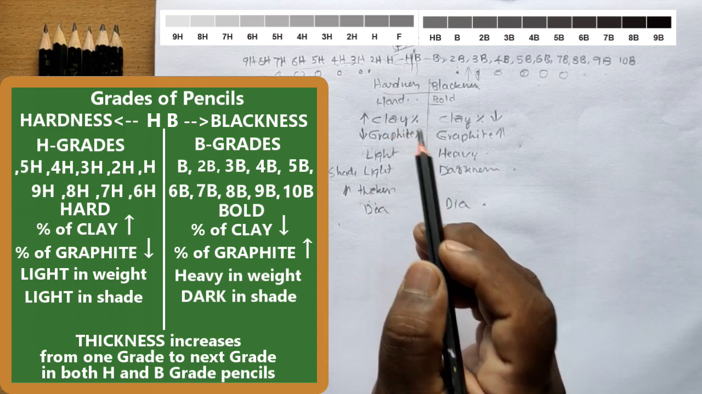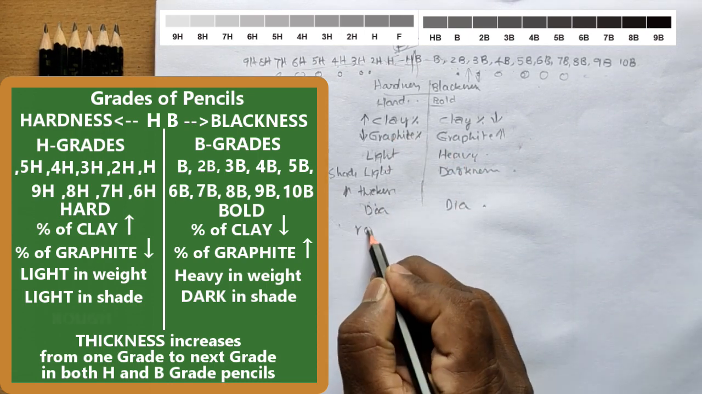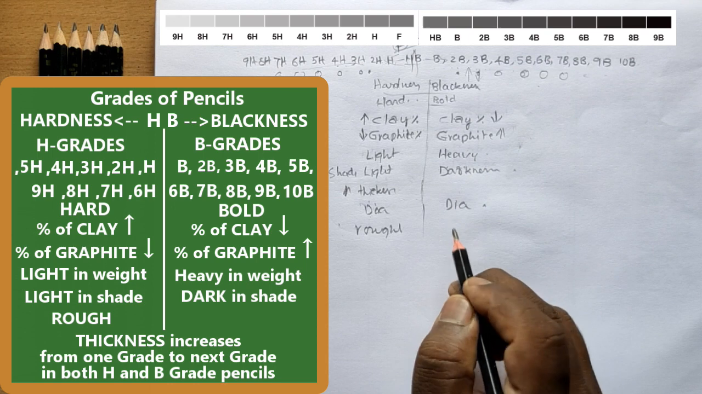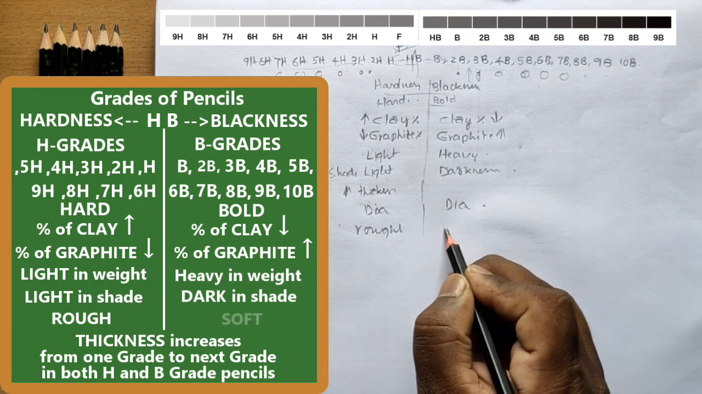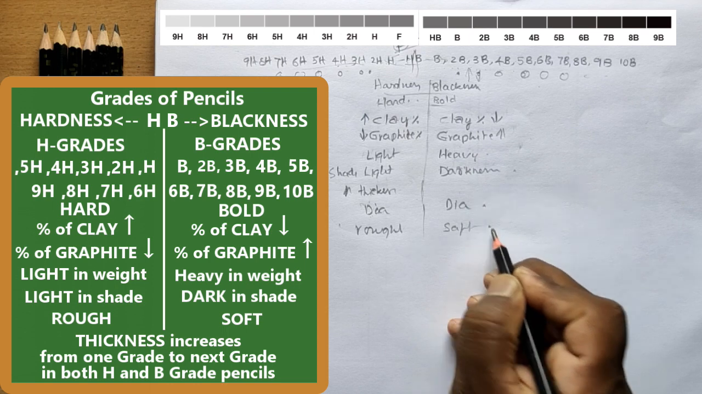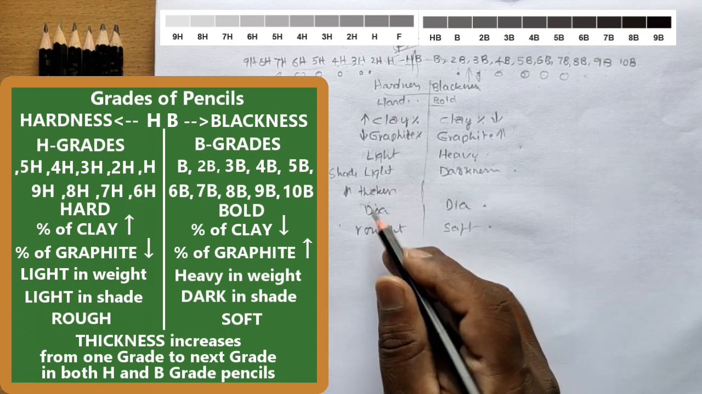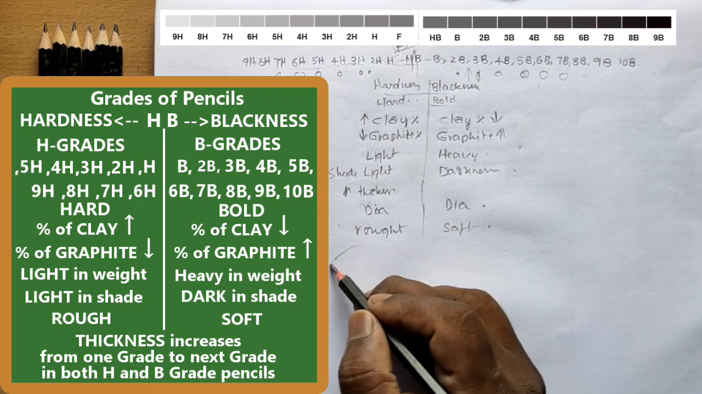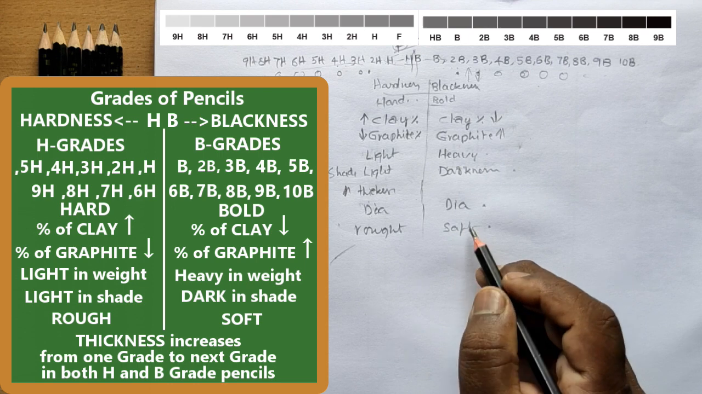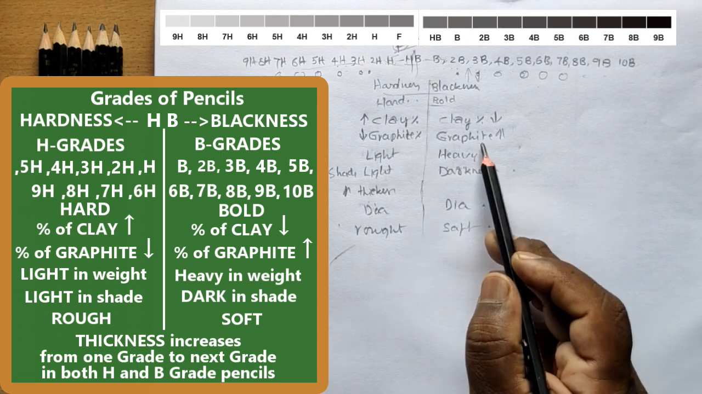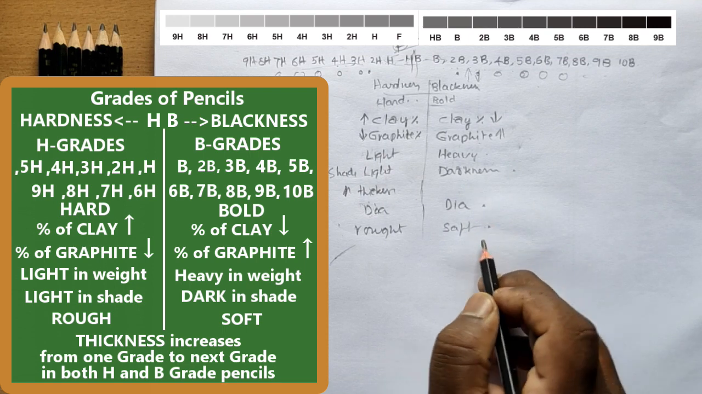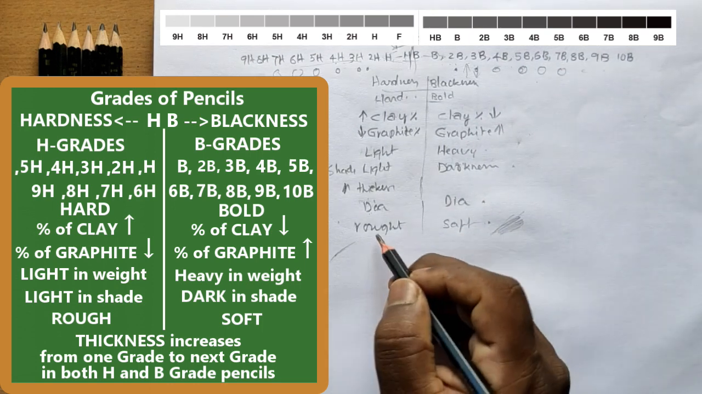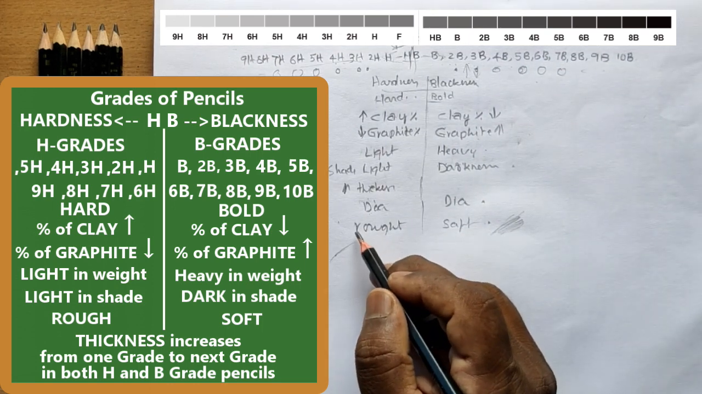As the percentage of clay is more, these pencils are very rough in shade. When the graphite mixture increases here, automatically the lead will be very soft in shade. So when we use these H grade pencils, we find a difference: it is not smooth on any surface, whereas these B grade pencils are very soft in shade. As the percentage of graphite in the lead increases, it comes very smooth on any surface. But not these H grade pencils, which are very rough in shade.